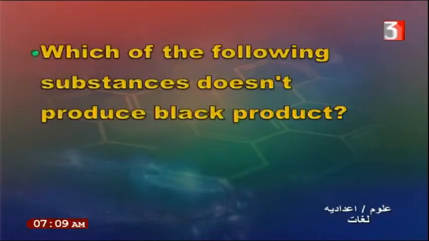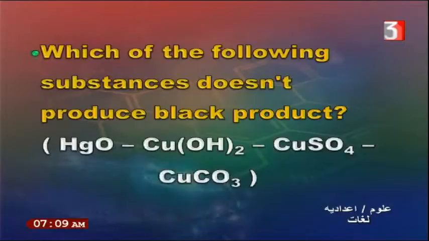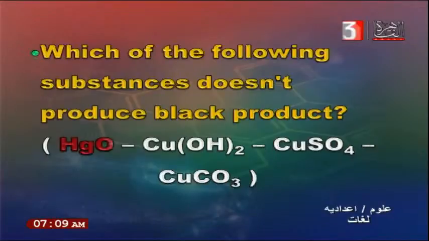Which of the following substances doesn't produce a black product: HgO, mercuric oxide, copper hydroxide, copper sulfate, or copper carbonate? As we studied, when we heat a compound of copper, it will produce a black product. So the correct answer is mercuric oxide, the red mercuric oxide.